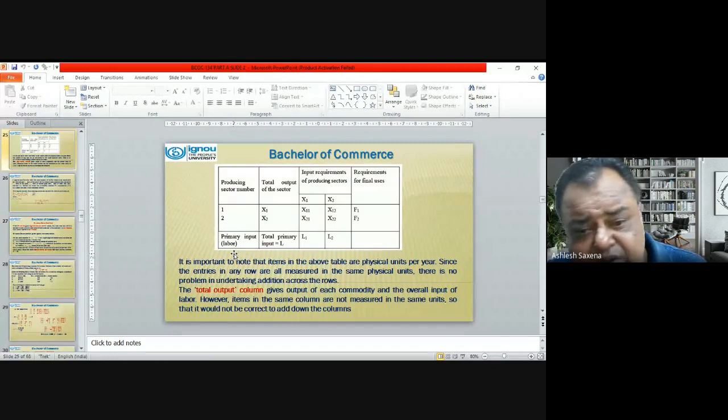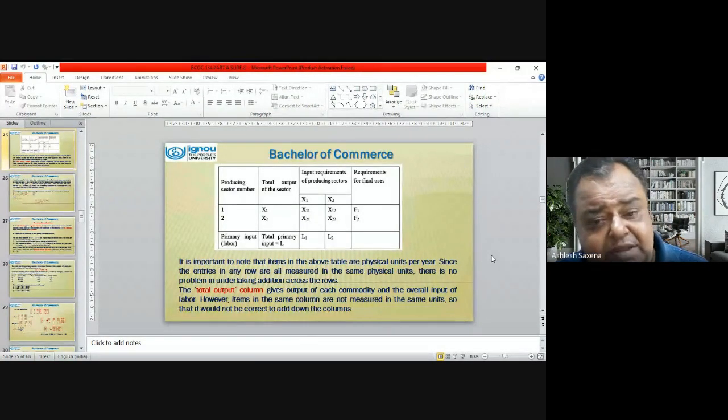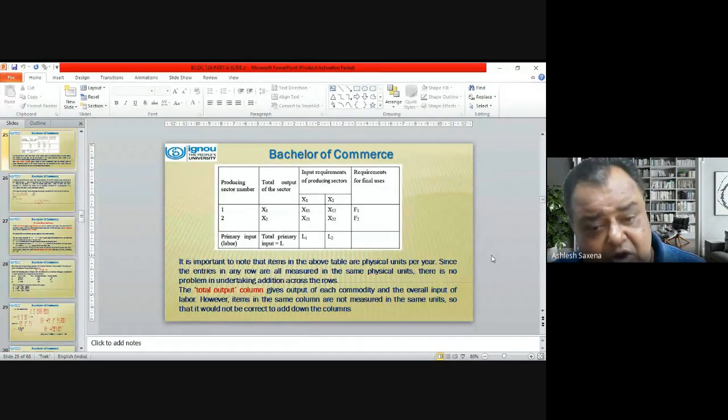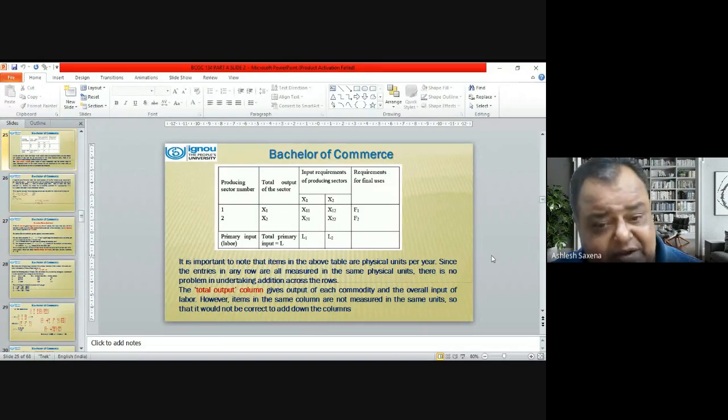It is important to note that the items in the above table are physical units. Since the entries in any row are to be measured in the same physical units, there is no problem in undertaking addition across the rows. Within rows we can do additions without any problem. The total output column gives output of each commodity and the overall input of the labor. However, items in the same column are not measured in the same unit. So it would not be correct to add down the columns. We will be adding rows.